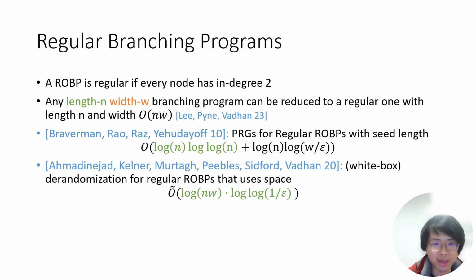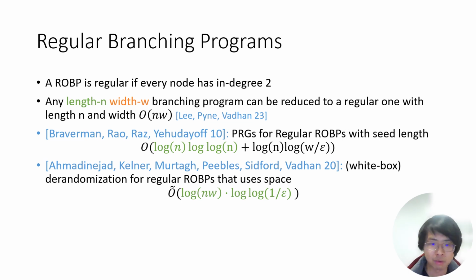which means if we have any length n width w branching program, then it can actually be reduced to a regular one with the same length and the width blows up to nw, as shown in a recent work by Lee, Pyne, and Vadhan. And for this restricted setting, a really nice result by Braverman, Rao, Raz, and Yehudayoff in 2010 showed that there is actually an explicit PRG for regular read-once branching programs with seed length basically removing the log n factor from the first term in Nisan's PRG.